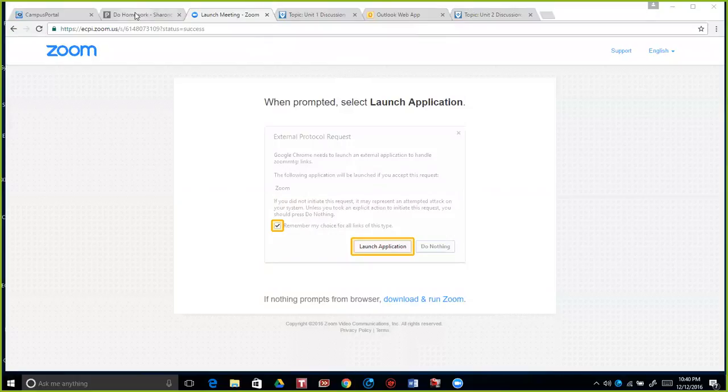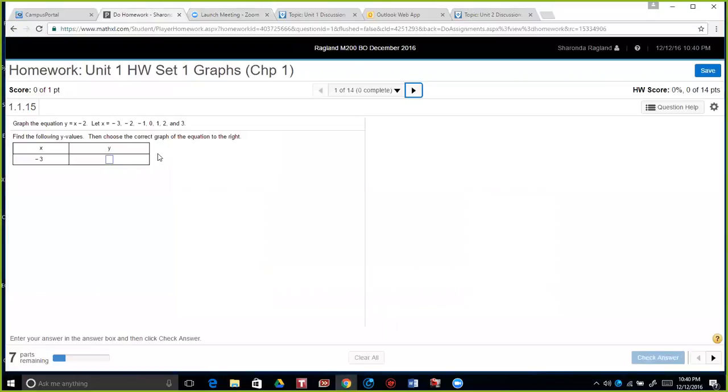Let's see, we're going to look at the homework. Now, the unit one homework one was dealing with the graphs from chapter one. We're not going to work out each problem, but just so you can look at it and have a feel for it. If you have any questions, please let me know.